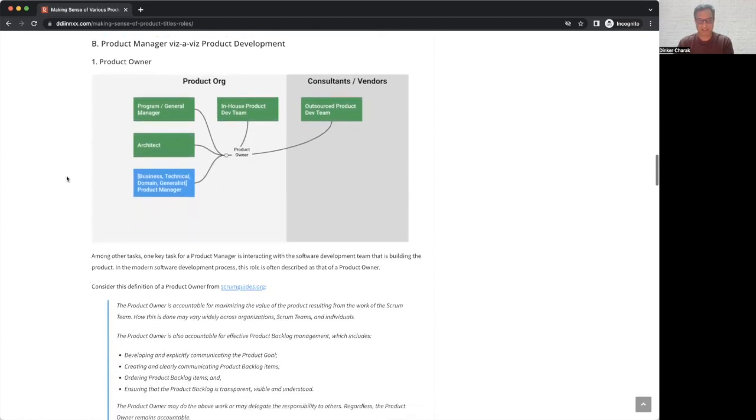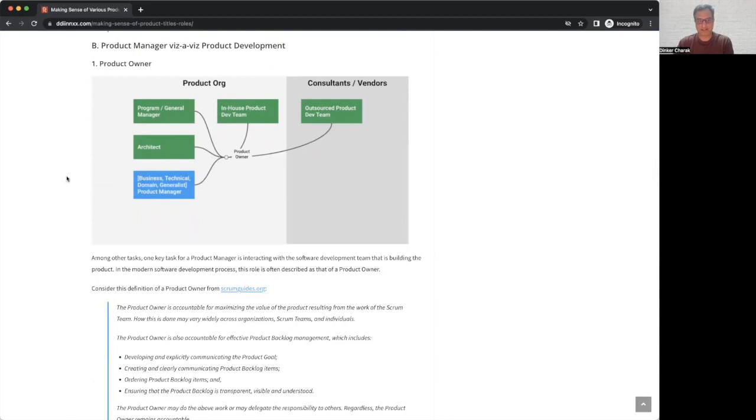The other way to look at these roles is product manager vis-a-vis product development. This is where a lot of jobs in product management are. The idea here is that there is a development team. Maybe it's within the organization, maybe you're taking help of a consulting organization, an outsourcing organization, or a vendor who's helping you build that.